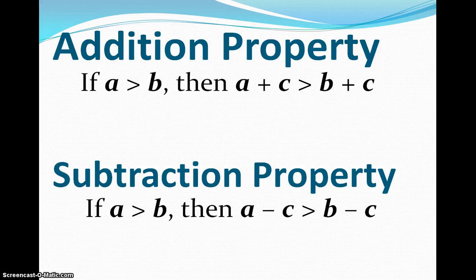Let's start off with some easy ones that make sense. The addition property of inequality basically states that if A is greater than B, and if I add C to both sides, that still means that the left side is greater than the right side. Vice versa, subtraction: if A is greater than B, then A minus C will still be greater than B minus C. Again, it's that whole idea of a balance, being able to take away something from one side or add something to one side and do the same exact thing to the other side, and the inequality will still remain true.